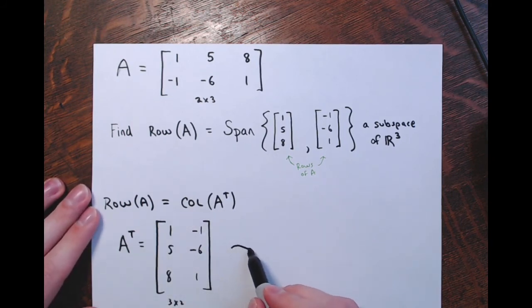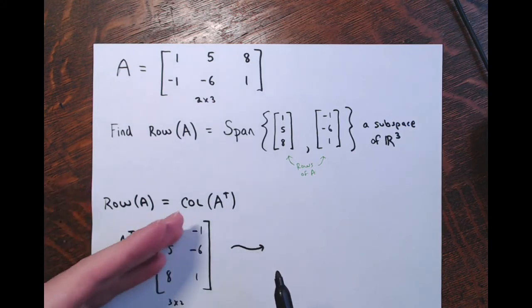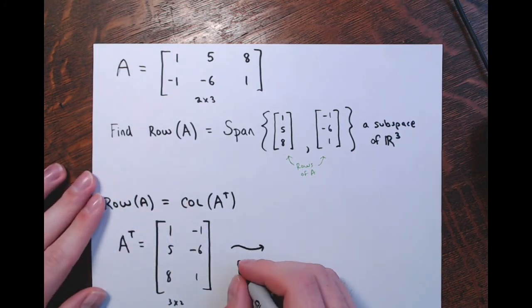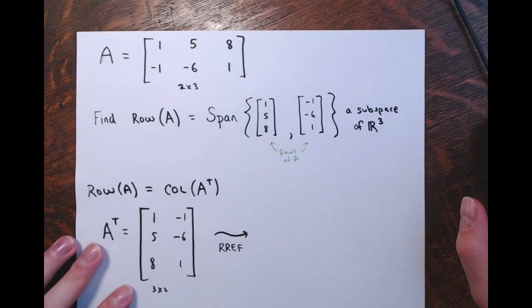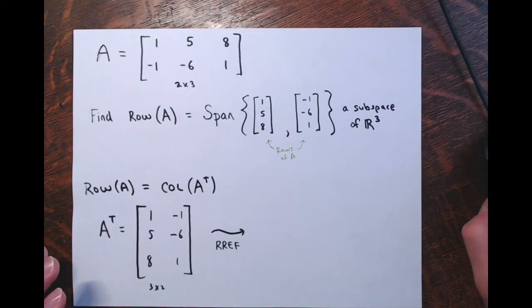And then I put this, just like you would find the column space of any matrix from earlier in the video, earlier in the section, into reduced row echelon form. Now, I'm going to refresh your memory, hopefully.